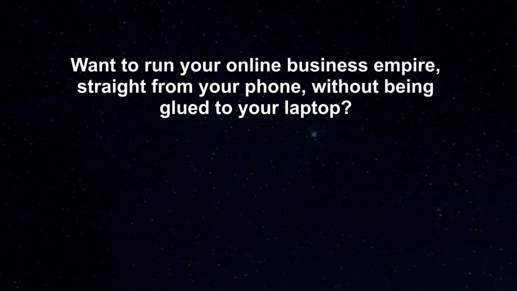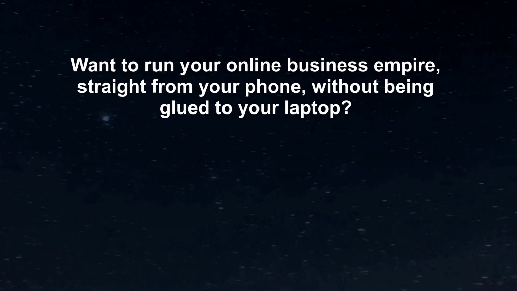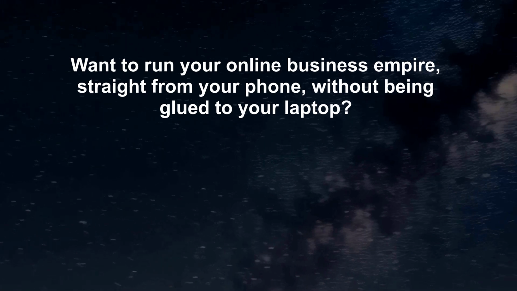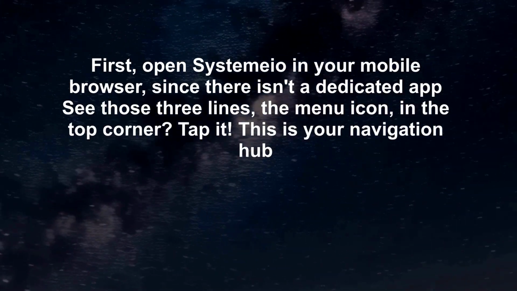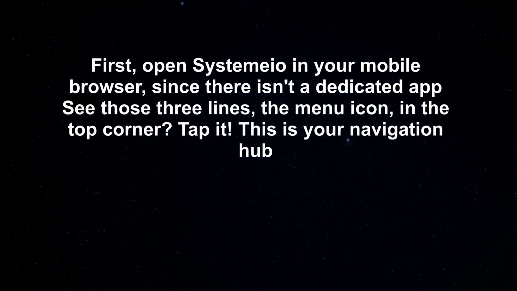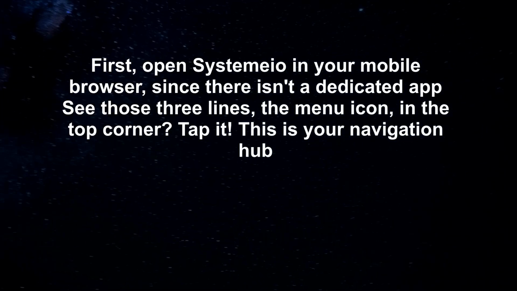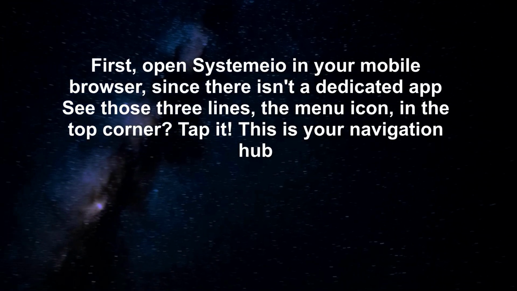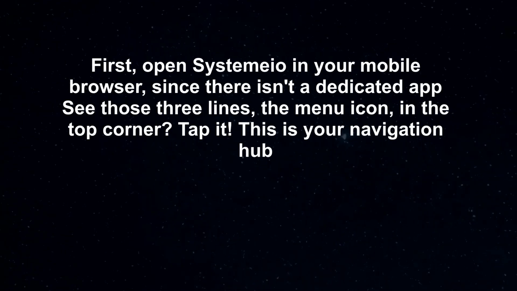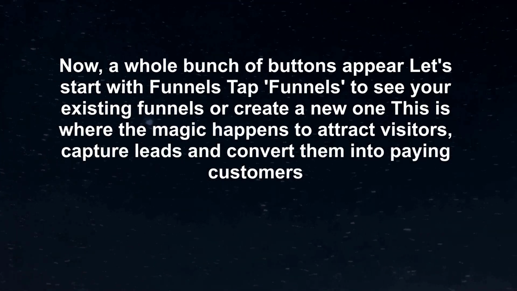Want to run your online business empire straight from your phone without being glued to your laptop? First, open Systeme in your mobile browser. Since there isn't a dedicated app, see those three lines, the menu icon in the top corner? Tap it. This is your navigation hub. Now a whole bunch of buttons appear.